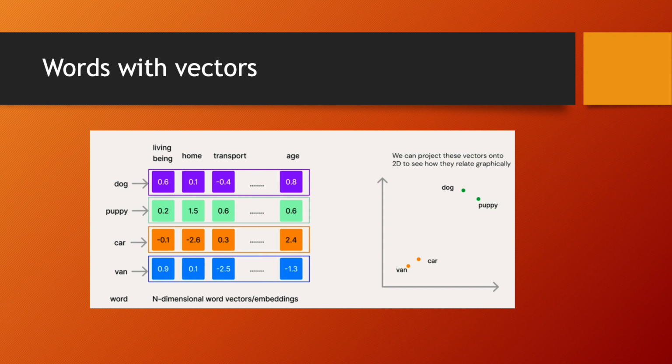So what about vectors? Here is an example, words with vectors. As you can see, there are different words in this diagram: dog, puppy, car, van, and they relate to living being, home, transport, and age. And that relationship is captured by a number. So dog has a vector, puppy has a vector, car has a vector, van has a vector. Now we can project these vectors onto two dimensions to see how they relate graphically. And that's the utility of vectors and embeddings.